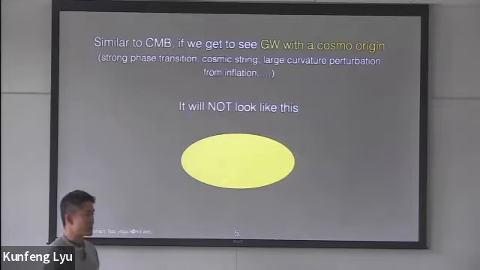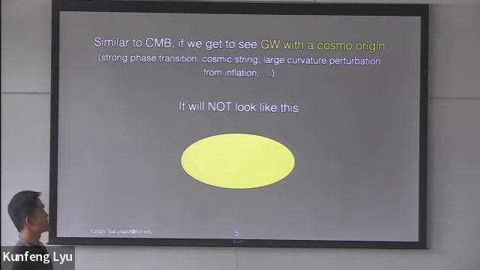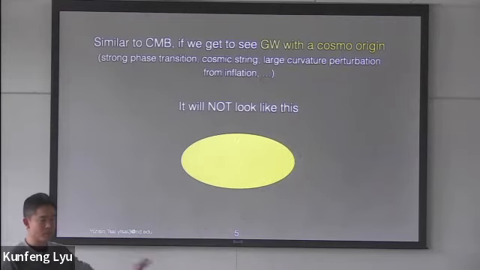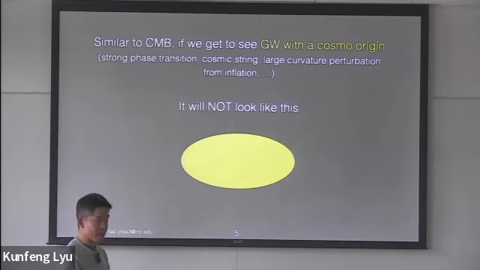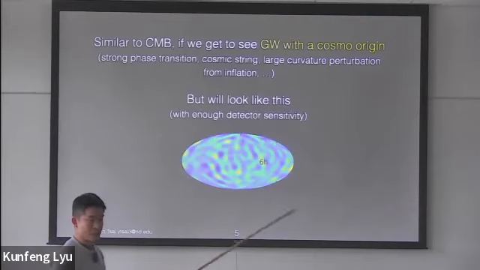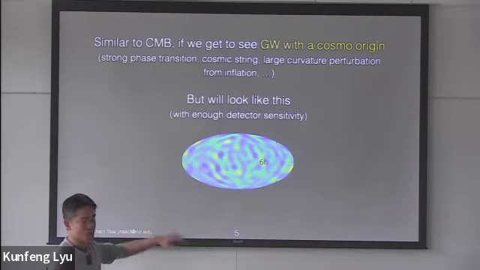So just from our experience of looking at the photon, we see the CMB fluctuation. We can already kind of expect that if we get to see any of the gravitational wave produced in the early universe from some new physics, phase transition, cosmic string, or just somehow we get a large curvature perturbation from some inflationary model that generates a gravitational wave, if we get to see the signal, they will not show up like an isotropic background, but they will look more like they have some anisotropic pattern in it. And you should take this as a cartoon picture just to show the idea.